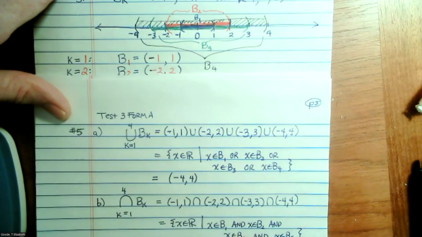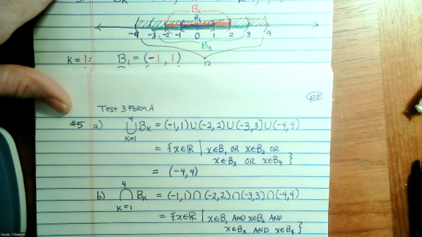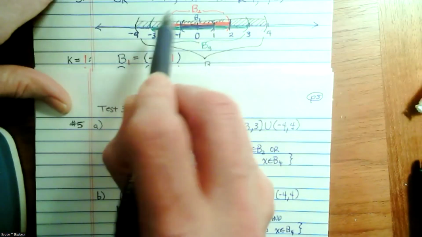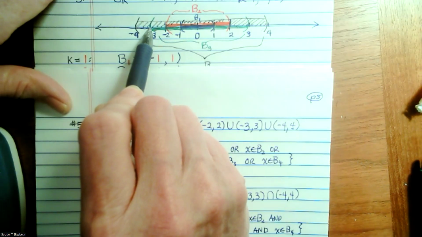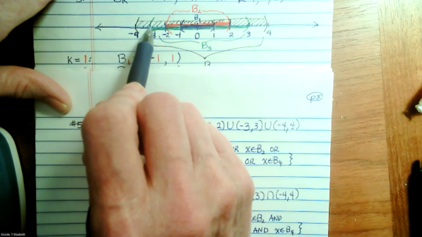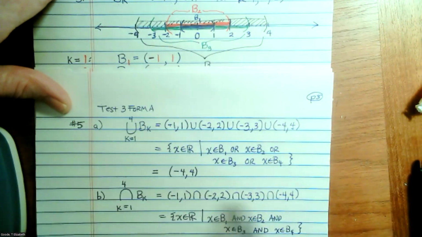Would it be -4 to 4 again? Okay, let me ask you this. Let's take a look at that. So you're thinking anything from -4 to 4 is going to be in all four of these sets. All right, so let's look, for example, at -3. Is -3 in B1? Nope. Is -3 in B2? Nope. It's not even in B3. It is in B4, but it's not in B3 or B2. It's got to be in all four of these. That's what this means.